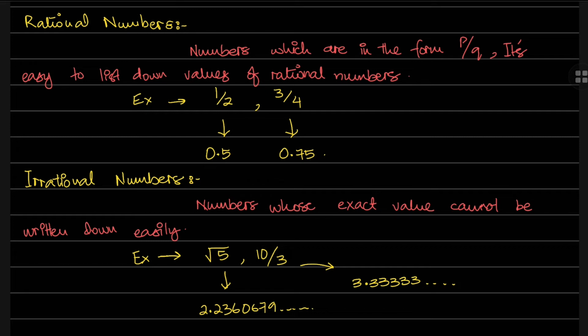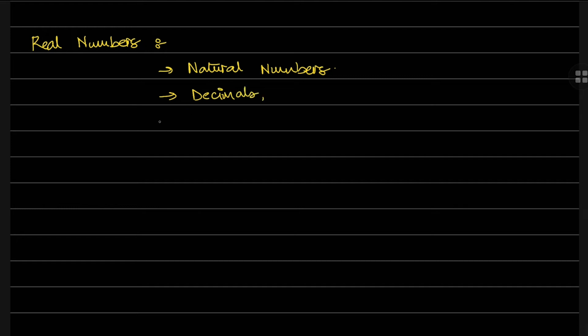Real numbers are basically a union, a combination, or it consists of... Let me write it down. So real numbers basically consist of all natural numbers, all the decimals, all the fractions. And it contains all the rational numbers. It contains all irrational numbers as well. So that's basically what your real numbers are.